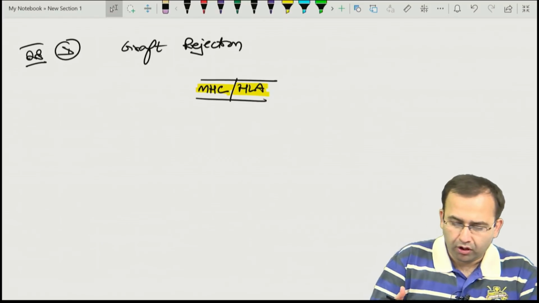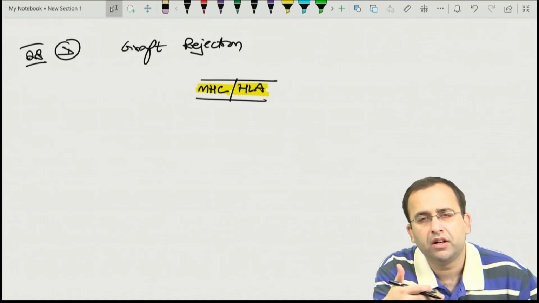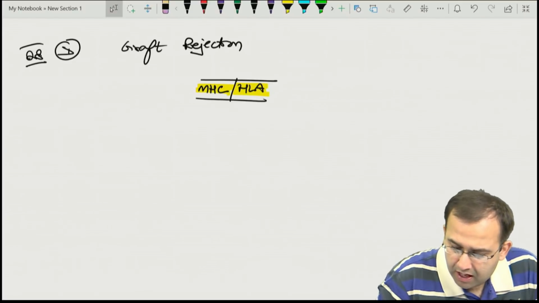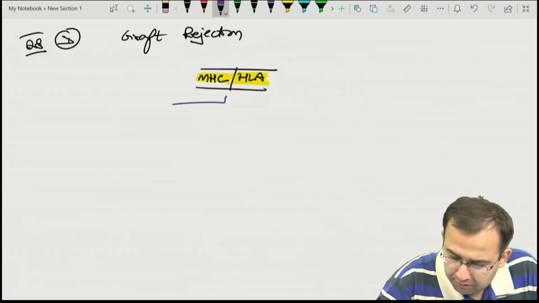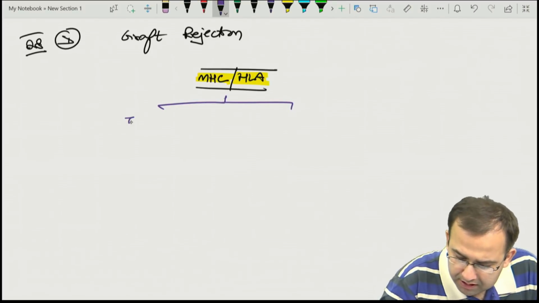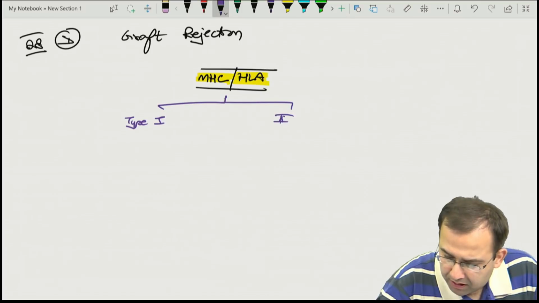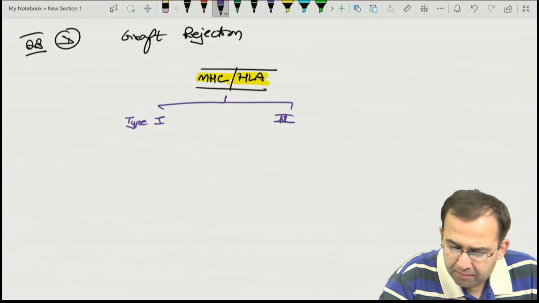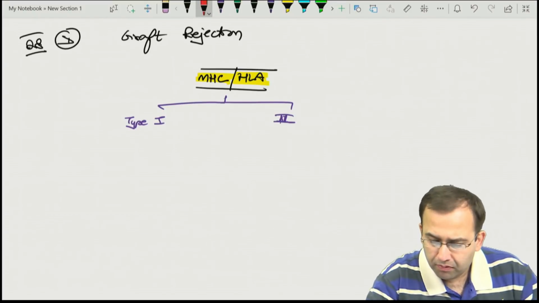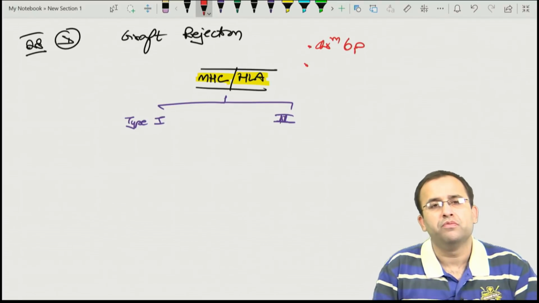MHC is for all mammals. HLA is only for humans. We are human doctors, so second year onwards, it's the same for us. I can divide MHC into two types, type 1 and type 2 MHC. Type 1 is actually of three types. Let us first make a table of type 1 and type 2 MHC. First point, MHC is present on which chromosome? Chromosome 6p, that is the short arm of chromosome 6.